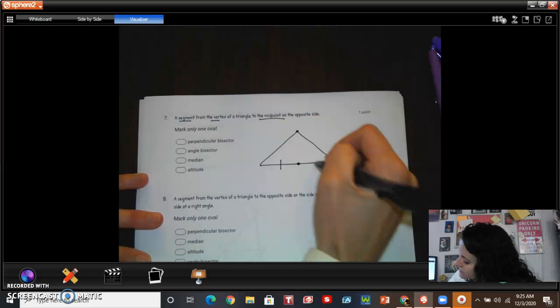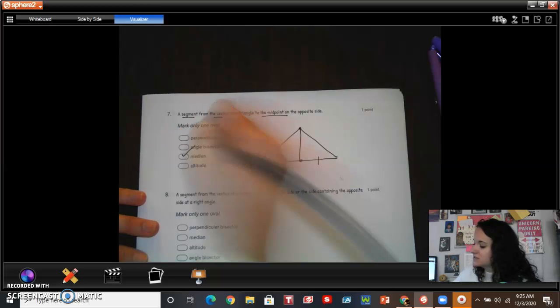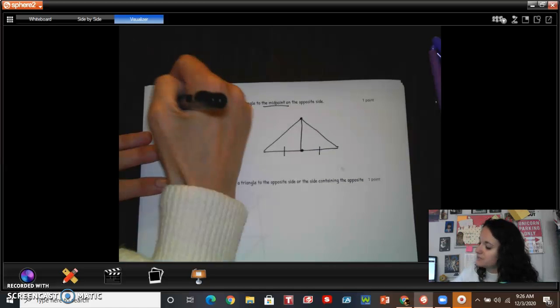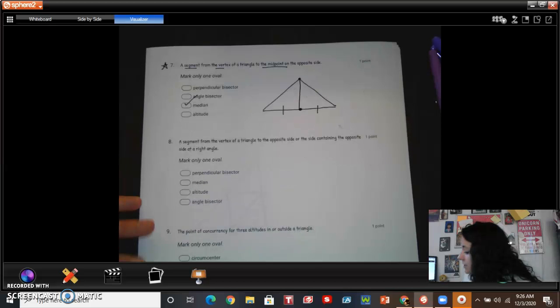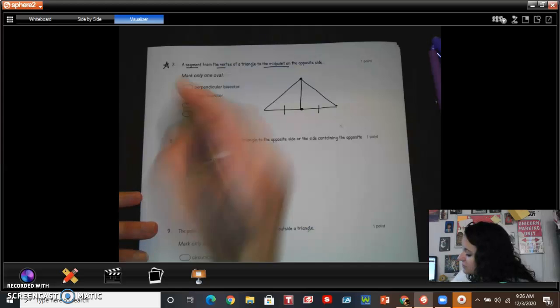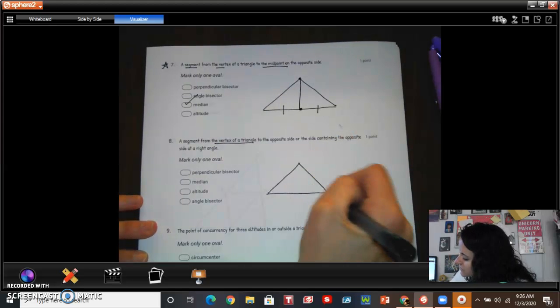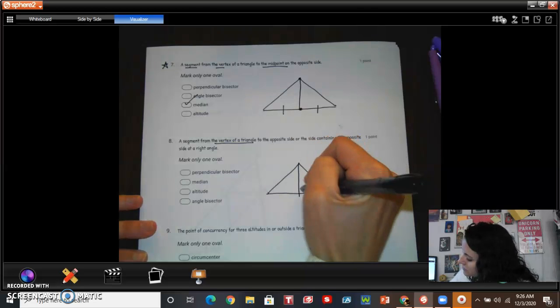All right, now this next one, that one is also on your exam. I think all the rest of the vocab on here is on your exam. All right, so a segment from a vertex of a triangle, so we're back inside a triangle, to the opposite side at a right angle. So if it just has a right angle, it's got a lot of attitude, so it's an altitude. Okay, point of congruency, again, that means three of them intersecting.